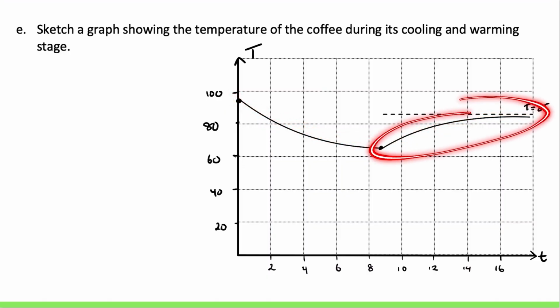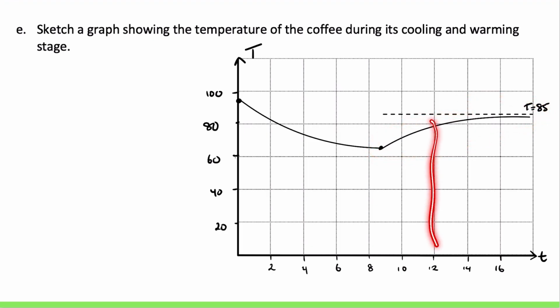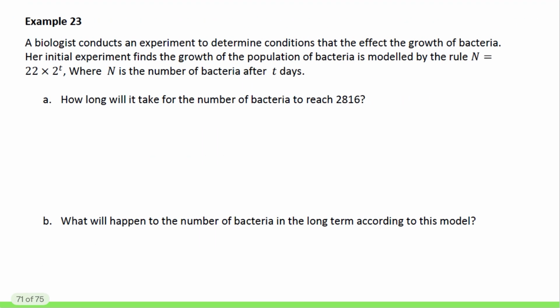So even though these points aren't accurate, you might want to try and find a point, like figure out when x is, or little t is 12, what is big T. That might give you a better graph, but this is just some sort of a rough sketch at this stage. All right, moving on to our next question.